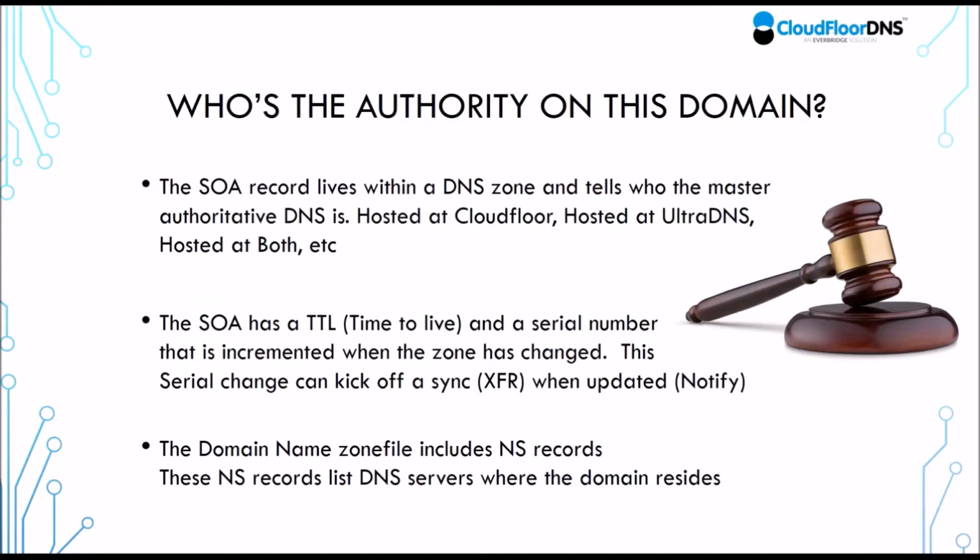So part of what makes all the recursive servers find out where example.com is about the authority, the SOA, the Start of Authority record. This SOA record lives within a DNS zone, and it's part of the zone file, and it pretty much tells who the master authoritative DNS is. It could be, hey, I'm hosted at Cloudflare, or it's hosted at CloudfloorDNS. It could be hosted at both, and it will hand back the list of those servers that are responsible. At least it will hand back the master server that will then hand back that list.